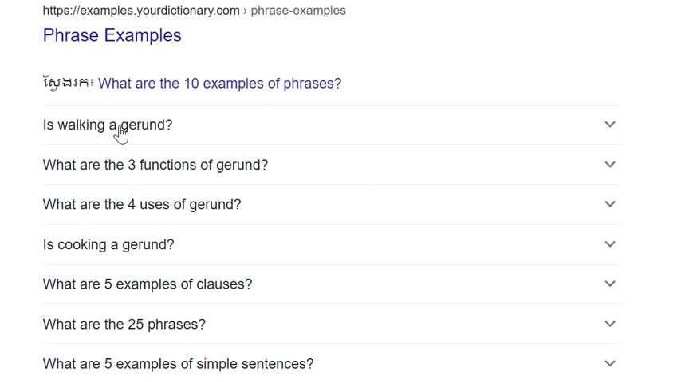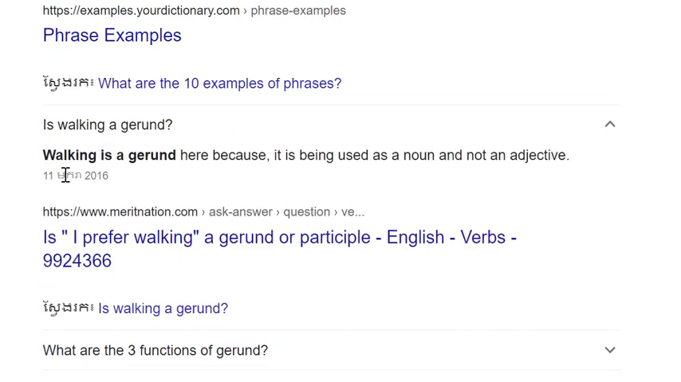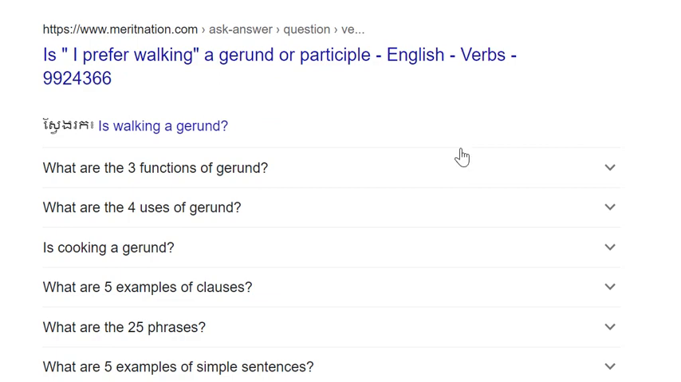Is walking a gerund? Walking is a gerund here because it is being used as a noun and not an adjective.